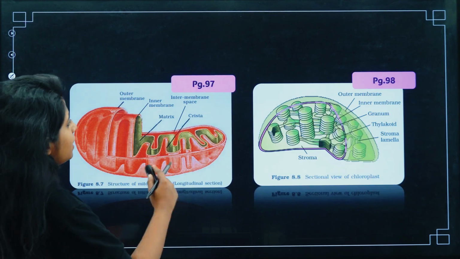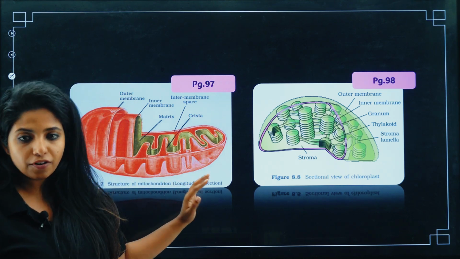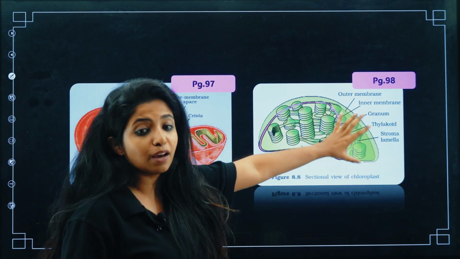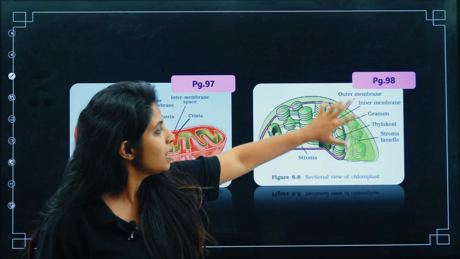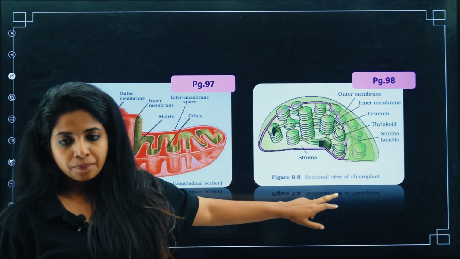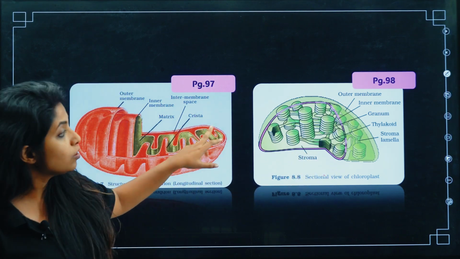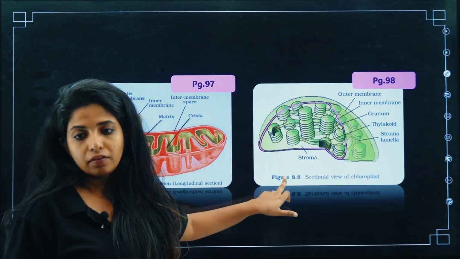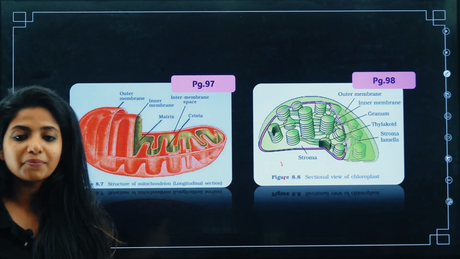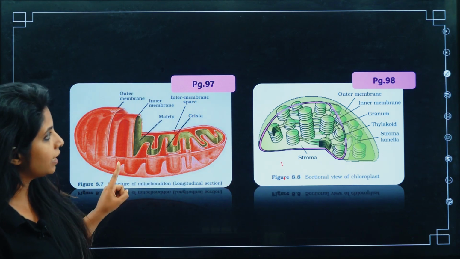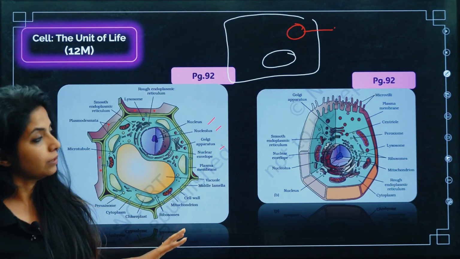Next, page number 97, there's a diagram of mitochondria, and page number 98. I have put the page numbers for you to easily access things. You can take it from your NCERT as well. This is the structure of the chloroplast. You should know its structure and also its labeling really well. If you don't know the labelings, you will probably lose a lot of marks. So check for the labelings. These are the pictures that you need to draw from this particular chapter.